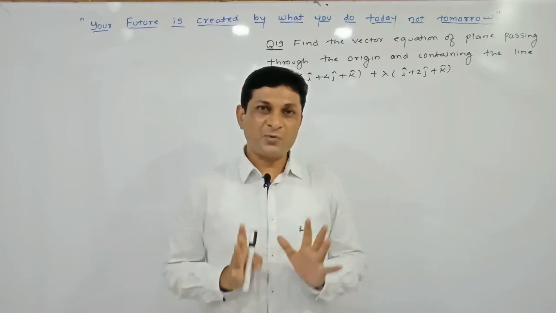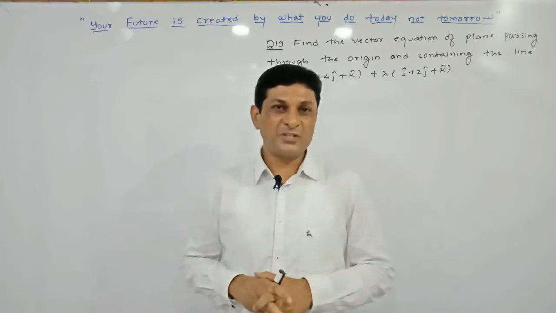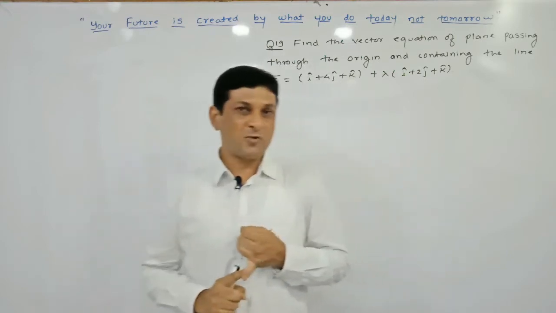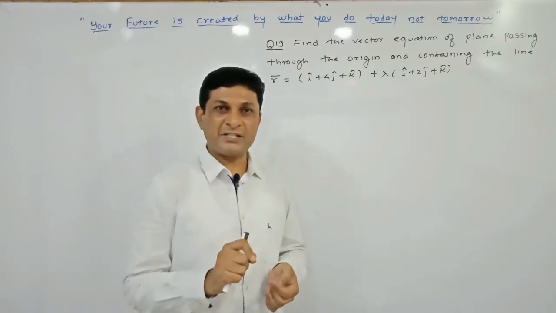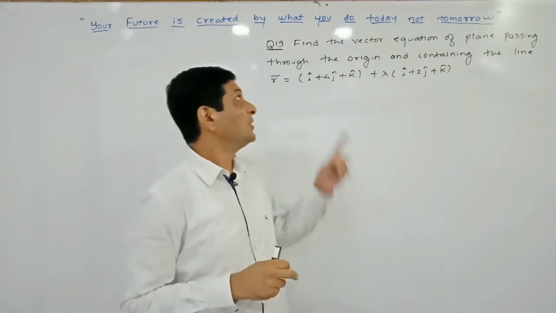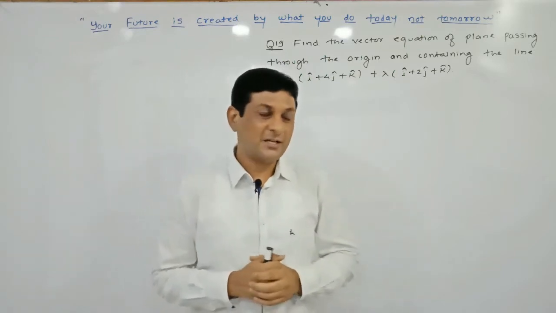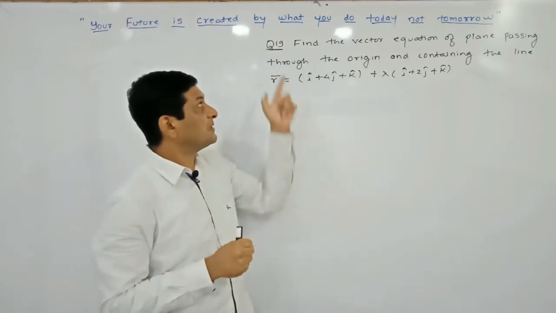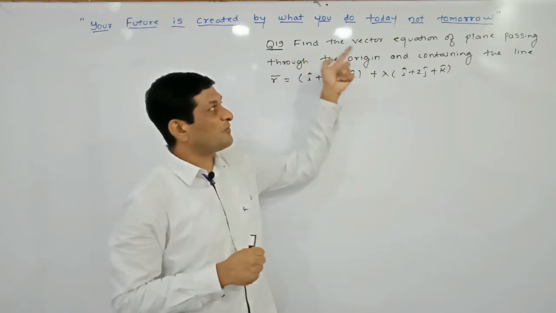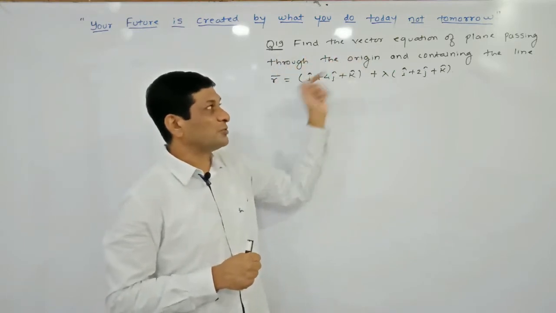So today we are solving the last three examples from this chapter, that is, the last three examples from miscellaneous exercise 6b, question number 2, example number 19. Only three examples are remaining here. So see, in this example number 19, we have to find the vector equation of the plane passing through the origin.